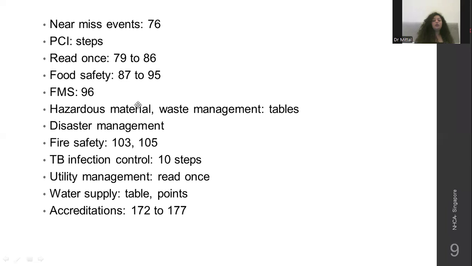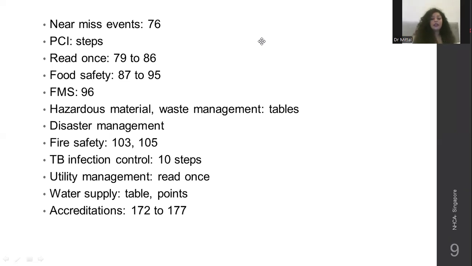Just read through it. Some points are given at the end of that chapter. Those points regarding potable water, electricity, and all those points are important. Then hazardous material, waste management, all the tables. Important questions can come from the tables.